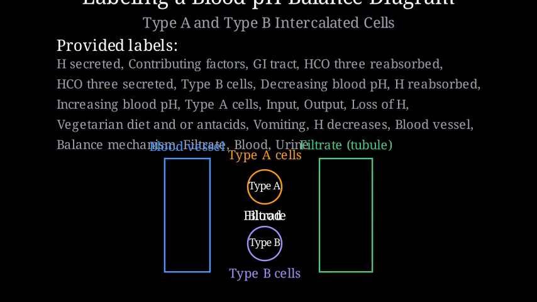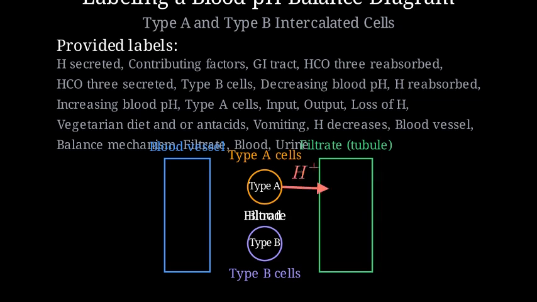Now we will add arrows to show what each cell does. Type A cells help when blood pH is too low, meaning blood is too acidic. They secrete hydrogen ions into the tubule and reabsorb bicarbonate into the blood. Type B cells do the opposite when blood pH is too high. They secrete bicarbonate into the tubule and reabsorb hydrogen into the blood.